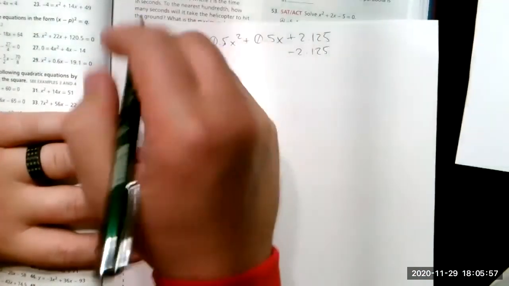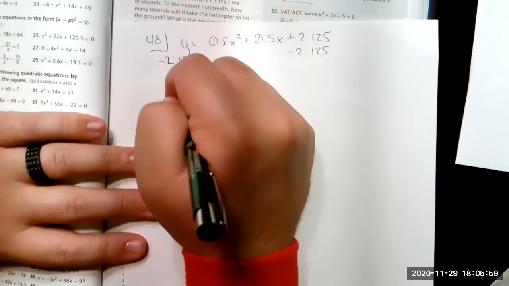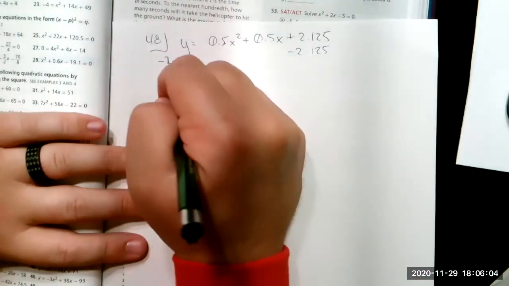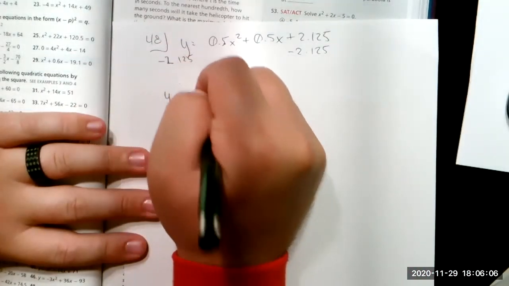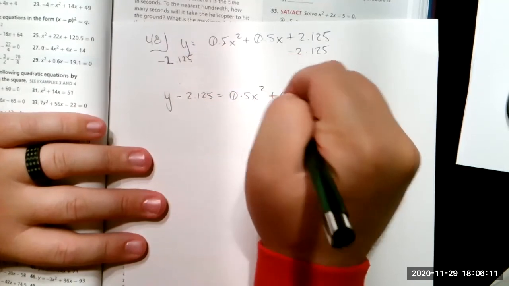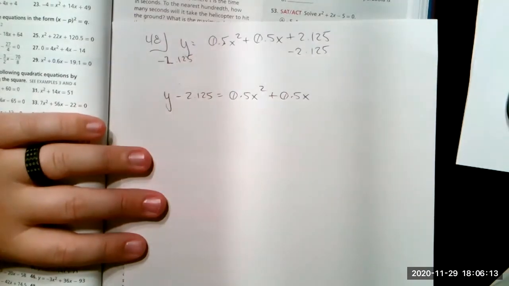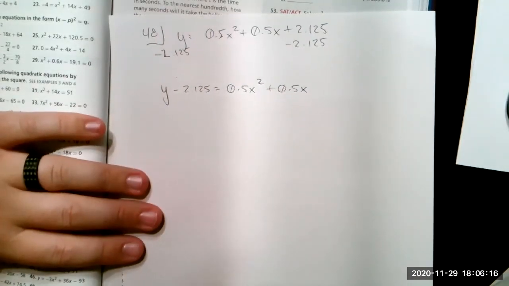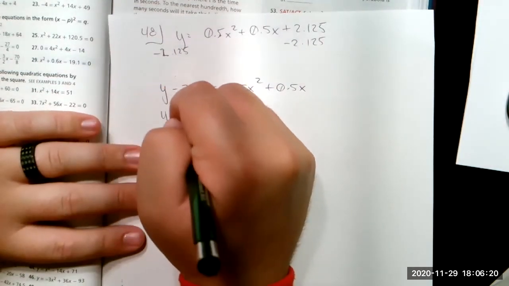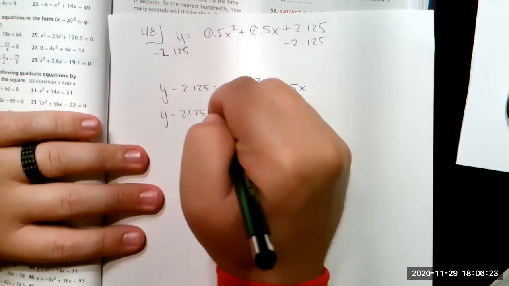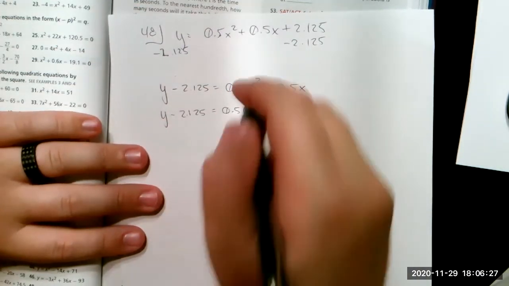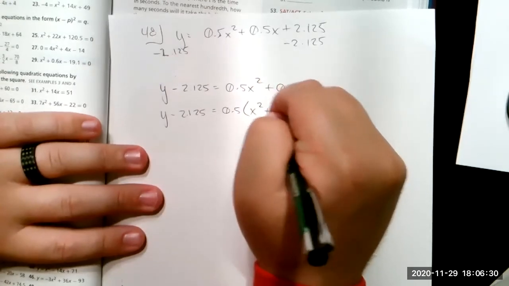Okay. So now I'll have, kind of like I did in that last example, y minus 2.125 equals 0.5 x squared plus 0.5x. So now 0.5 will definitely work. Y minus 2.125 equals, take the GCF of 0.5, divide everything by 0.5. I'll end up with x squared plus x.